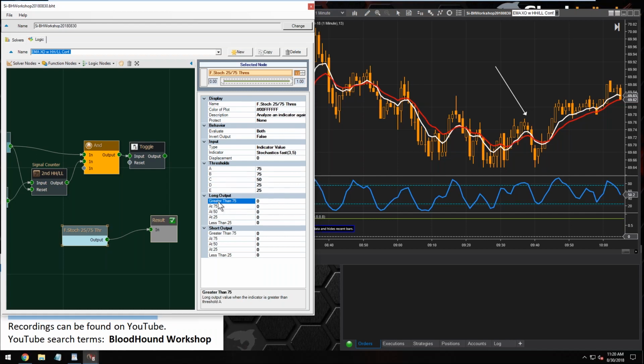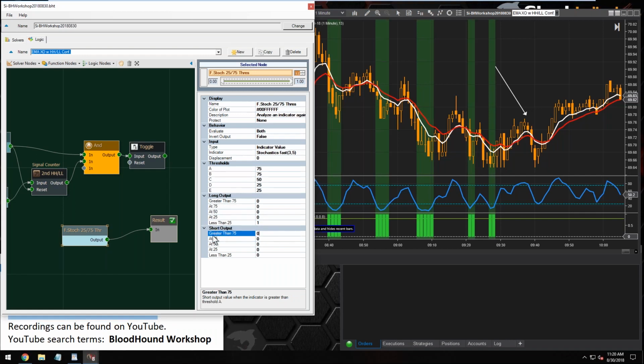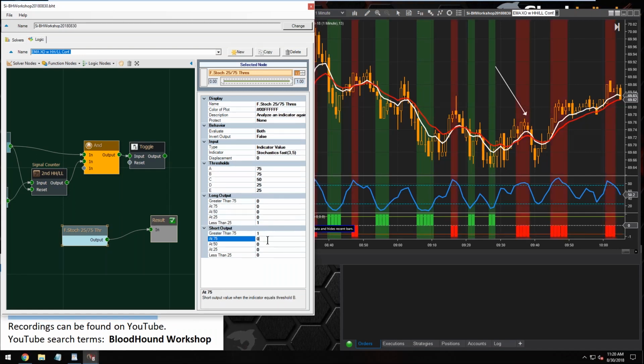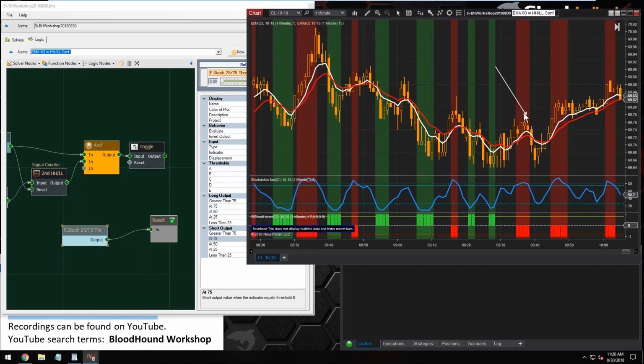And then next, we need to set our outputs. So remember, for a long output, we're looking for that 25 level or less. And for a short output, we're looking for greater than 75 here. So, like that. There. All right, so there we go.